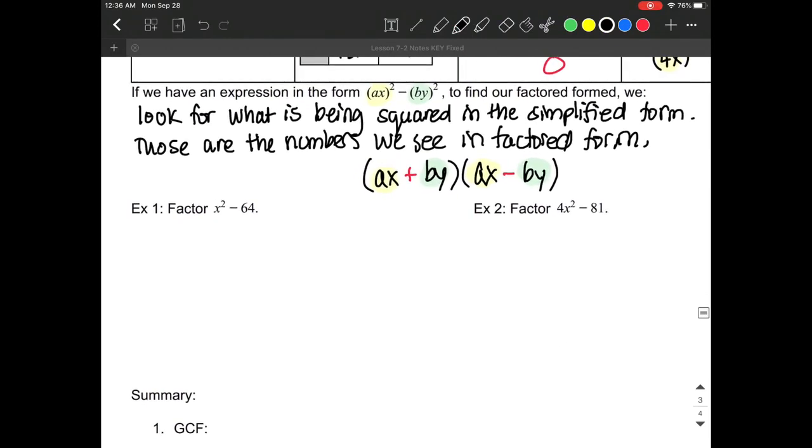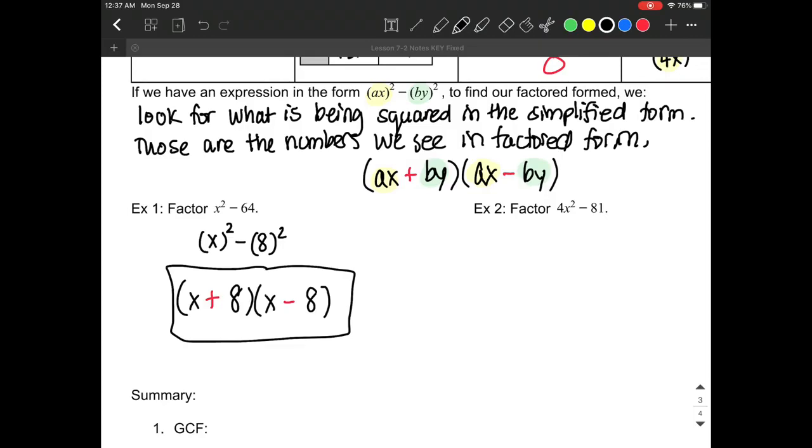So example 1, I want to factor x squared minus 64. So I'm going to break this down. What's being squared here to get x squared? It's x times x, x squared gives me x squared. What is being squared to get 64? I have 8 squared gives me 64. So I have the difference between x squared and 8 squared. I know my factored form, first term is going to be x, second term is going to be 8. In one, I have addition, and in the other, I have subtraction. This is my factored form.